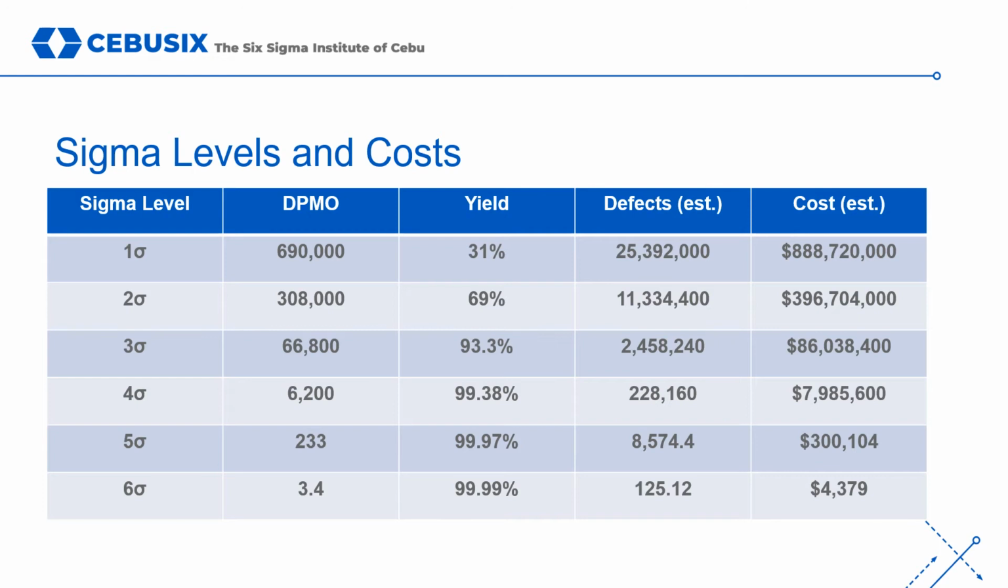A 4 Sigma process will result in 1,823 times the number of defects, and a 3 Sigma process will have 19,647 times the number of defects compared to a 6 Sigma level.